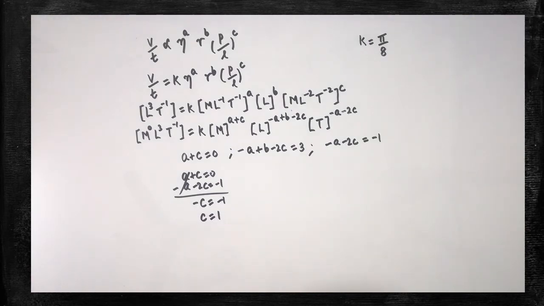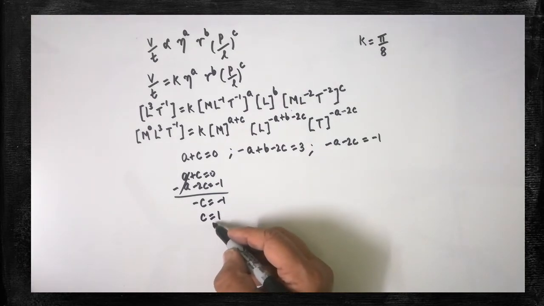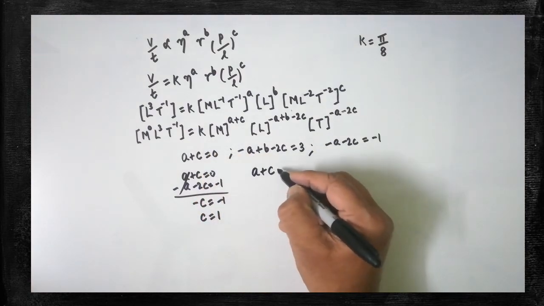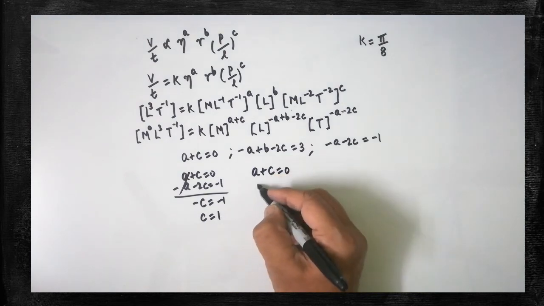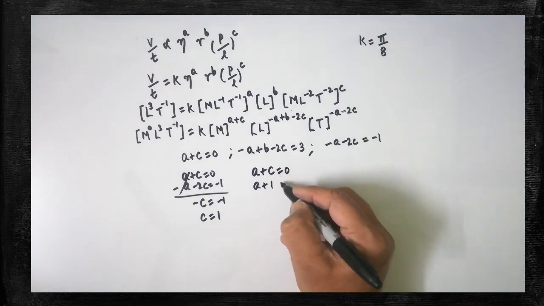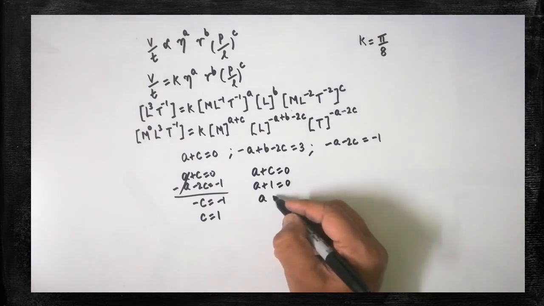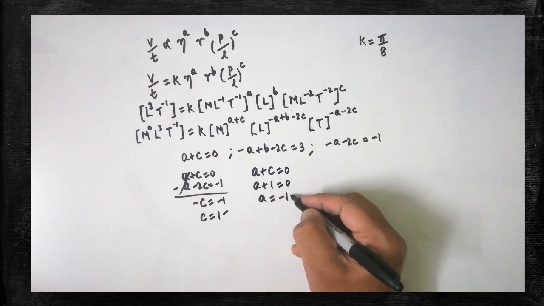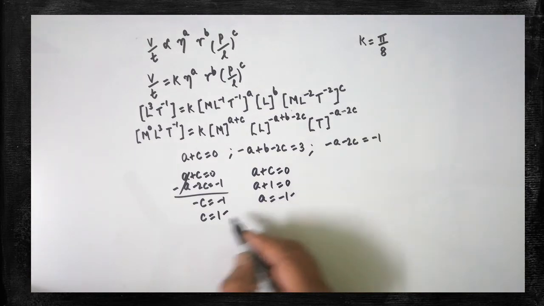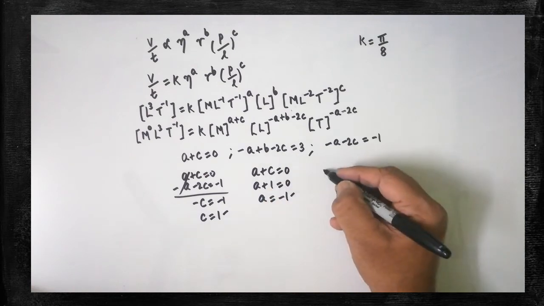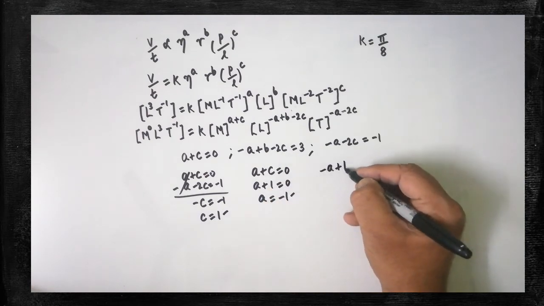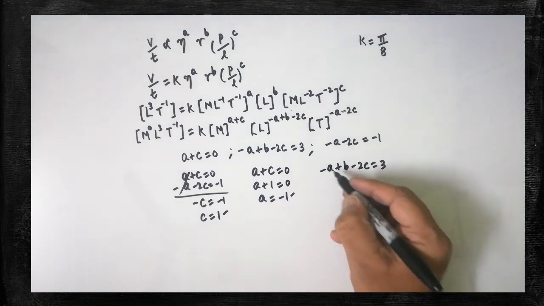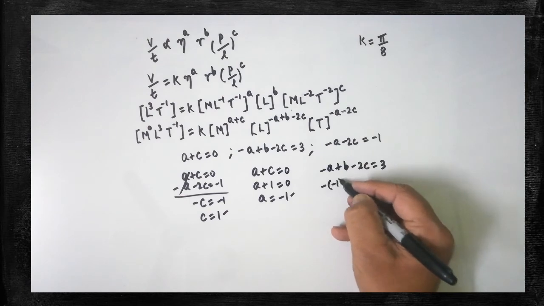Understood? Now we have got the value of c. Therefrom we are able to get the value of a. a plus c is equal to 0. Substitute here, a plus 1 is equal to 0. So what is the value of a? The value of a will be equal to minus 1. Now we have got the values of a and c. Substitute this c and a in this equation: minus a plus b minus 2c is equal to 3. Substitute the value of a here, minus of minus 1.